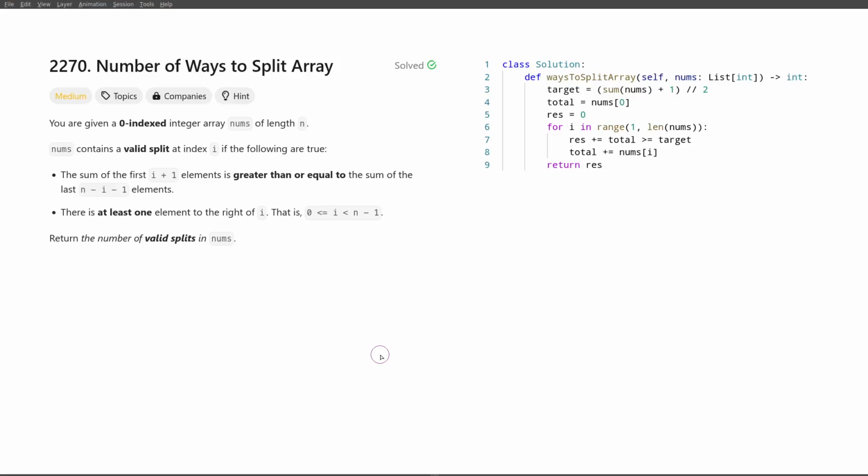Hello everyone, today we'll talk about the solution to the problem number of ways to split array. This is quite a straightforward problem because it utilizes a pretty obvious observation, but it's not that difficult to forget about that observation when solving more difficult problems, so it's good to refresh our memory that this simple fact exists.